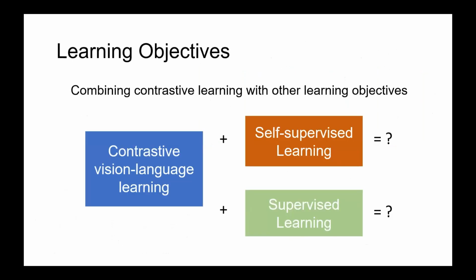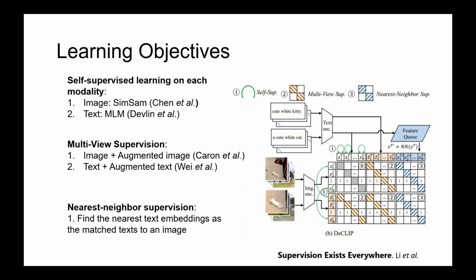Besides that, contrastive learning is also affected by what kind of learning objective function we are using. As we just mentioned, contrastive learning is very effective, but can we combine it with other learning objective functions, for example, self-supervised learning or supervised learning? So let's first talk about the combination of it with self-supervised learning. One of the works is called DeCLIP.